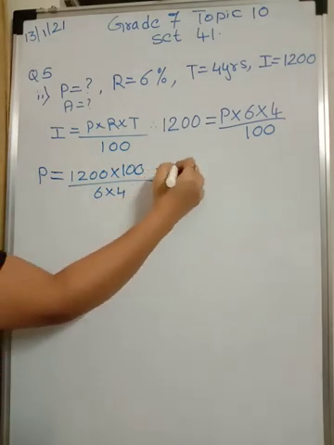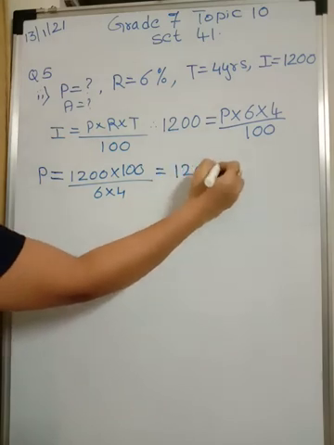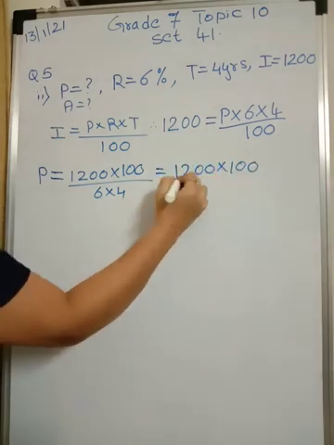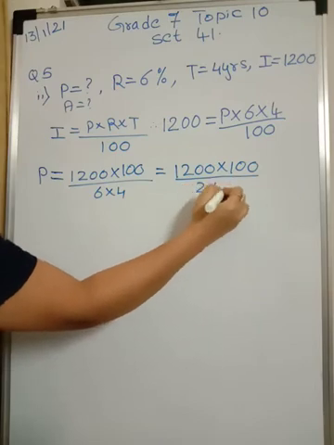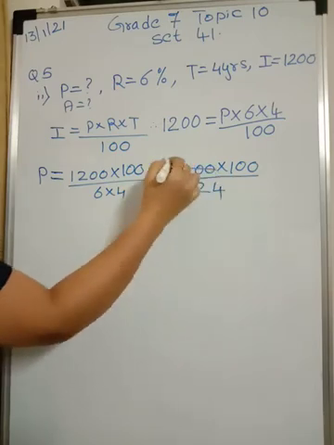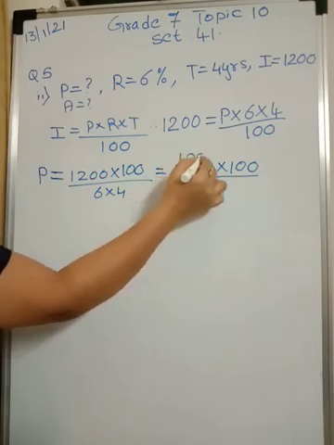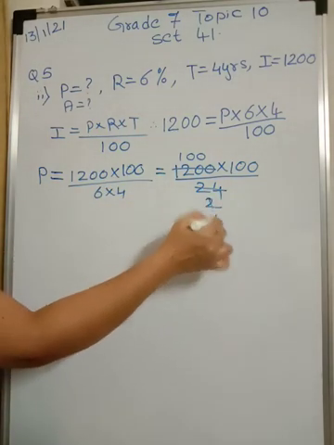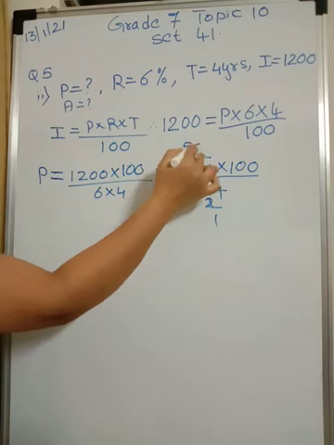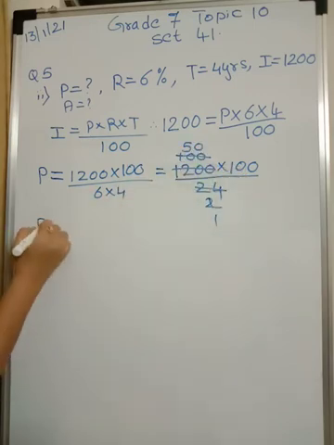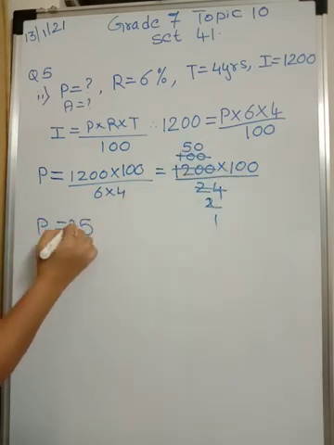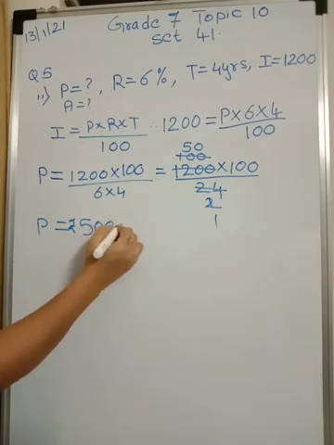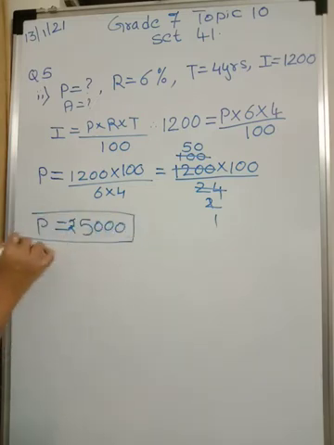Okay, now next is 1200 into 100 upon 6 fours are 24. Now see, 12 ones are 12 and these 2 zeros. 12 twos are 24. Alright, 2 ones are 2 and 2 twos are 4, so 50 into 100, your P will be equal to rupees 5000. This is your first answer.